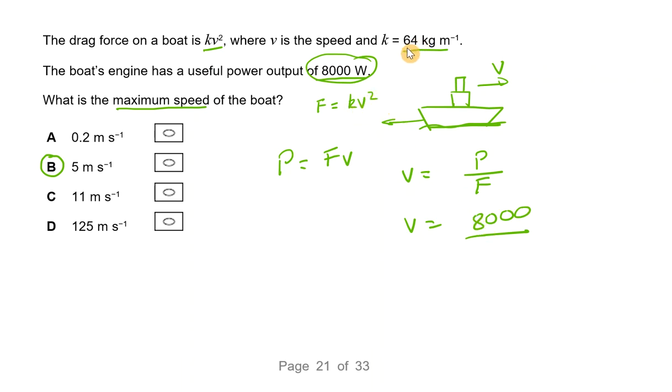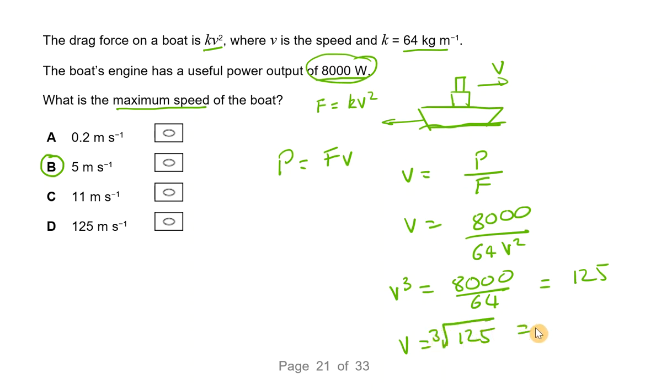we're told K is 64. So instead of force, I could write 64 V squared. I can rearrange this equation to say that V cubed is equal to 8,000 over 64. So that gives me a value of 125. So V is equal to the cubed root of 125, which is 5 meters per second. Answer B.